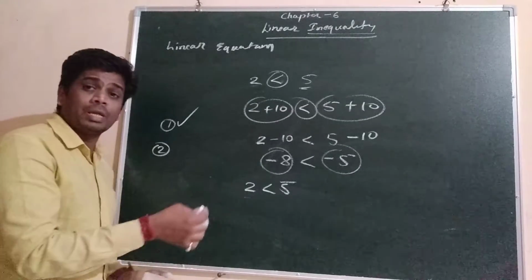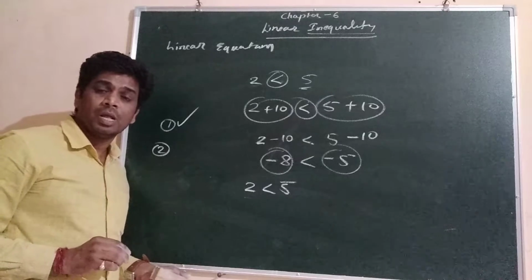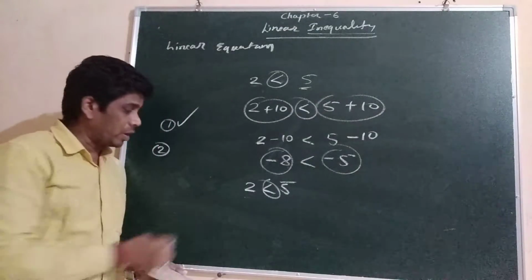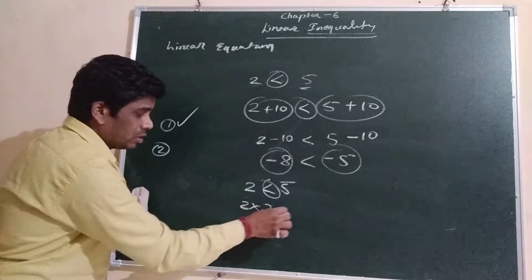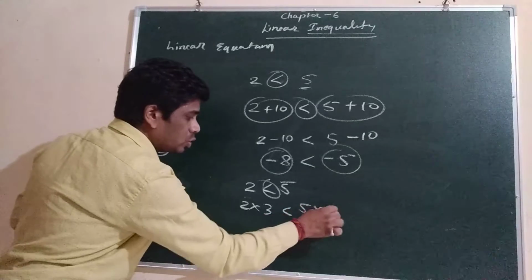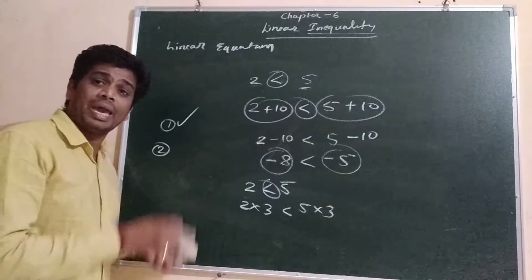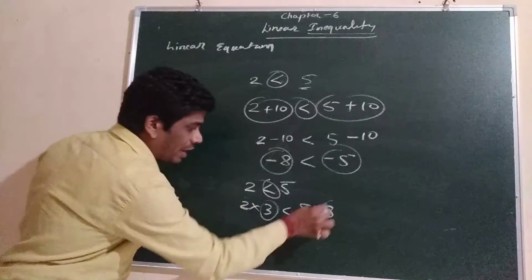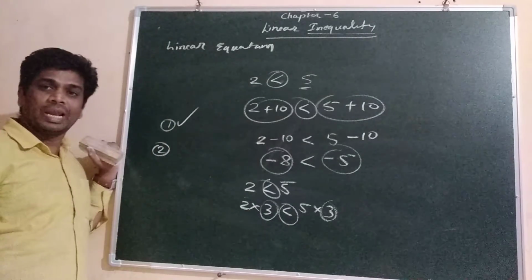If we multiply or divide by any positive number, there will not be any change. The symbol will be the same. For example, if we multiply by 3 here, and here also 5 into 3. I said positive number, you can multiply or divide by any positive number. Still the result will be the same, less than only.